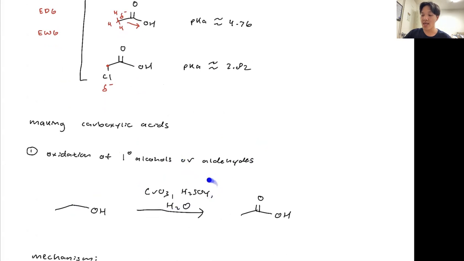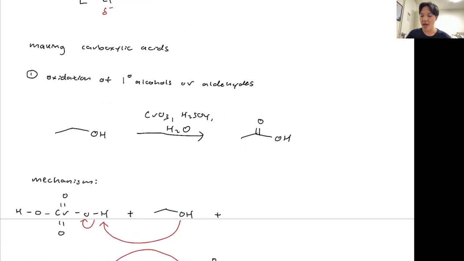And if you use this CrO3, H2SO4, underwater, if you remember this chromium species, it's called a Jones reagent, right? So if we use a Jones reagent, we can fully oxidize a primary alcohol into what we want, our carboxylic acid, right? And this aldehyde will also work if we use a Jones reagent, right? So let's learn the mechanism.